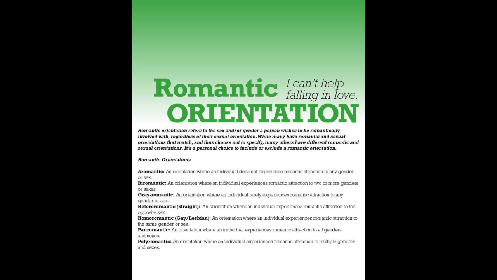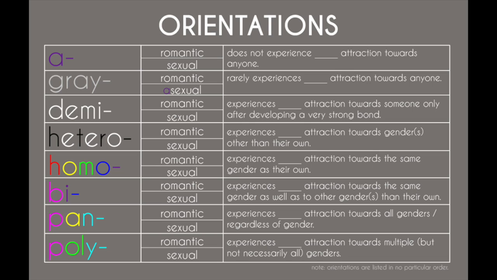For example, a man who is attracted to men sexually but is romantically attracted only to women may identify as homosexual heteroromantic. The most common orientations are hetero, attraction to a different gender; homo, attraction to the same gender; bi, attraction to two genders; pan, attraction to all genders; a, no attraction to any gender; demi, only experiences attraction after establishing a strong emotional relationship; and gray, only occasionally experiencing attraction.